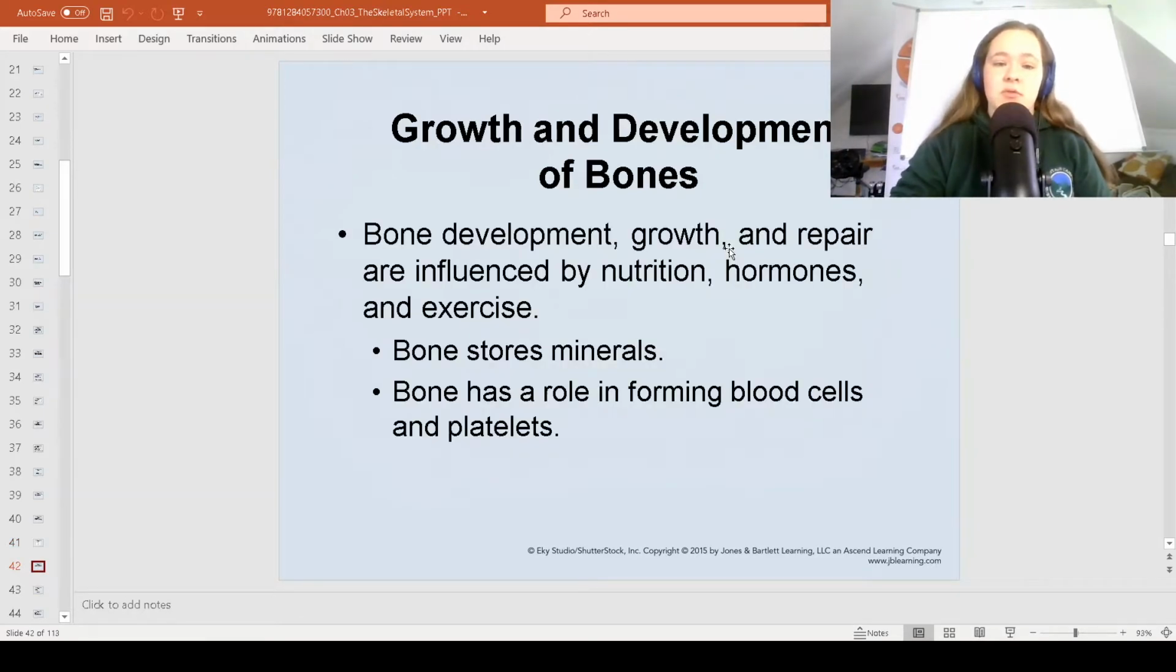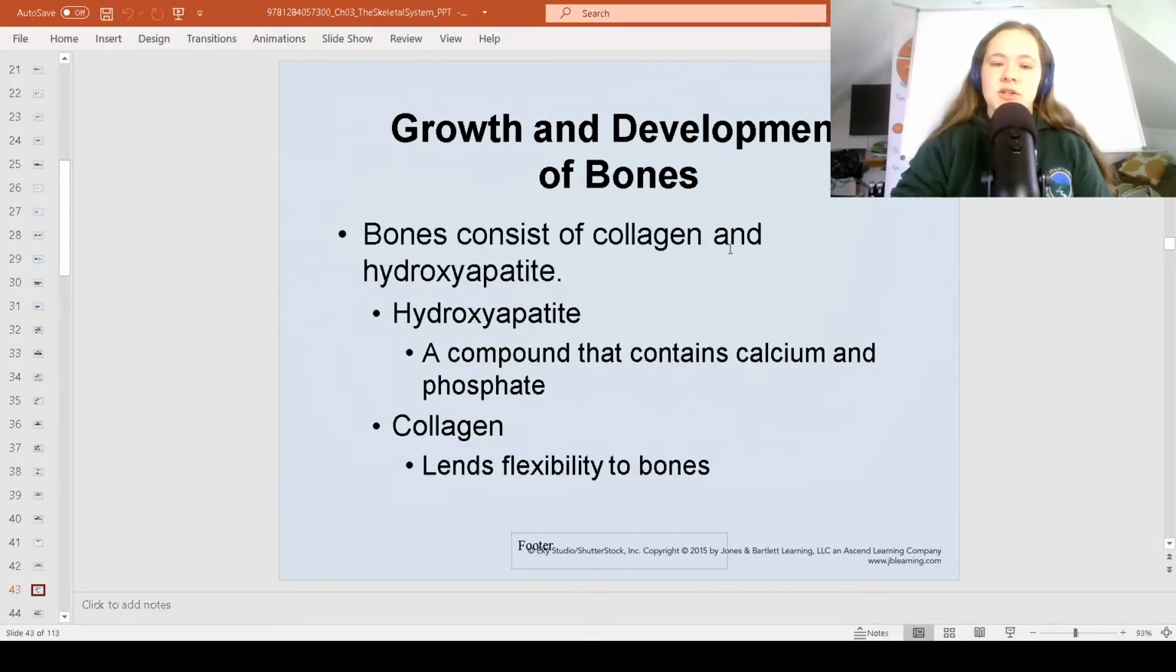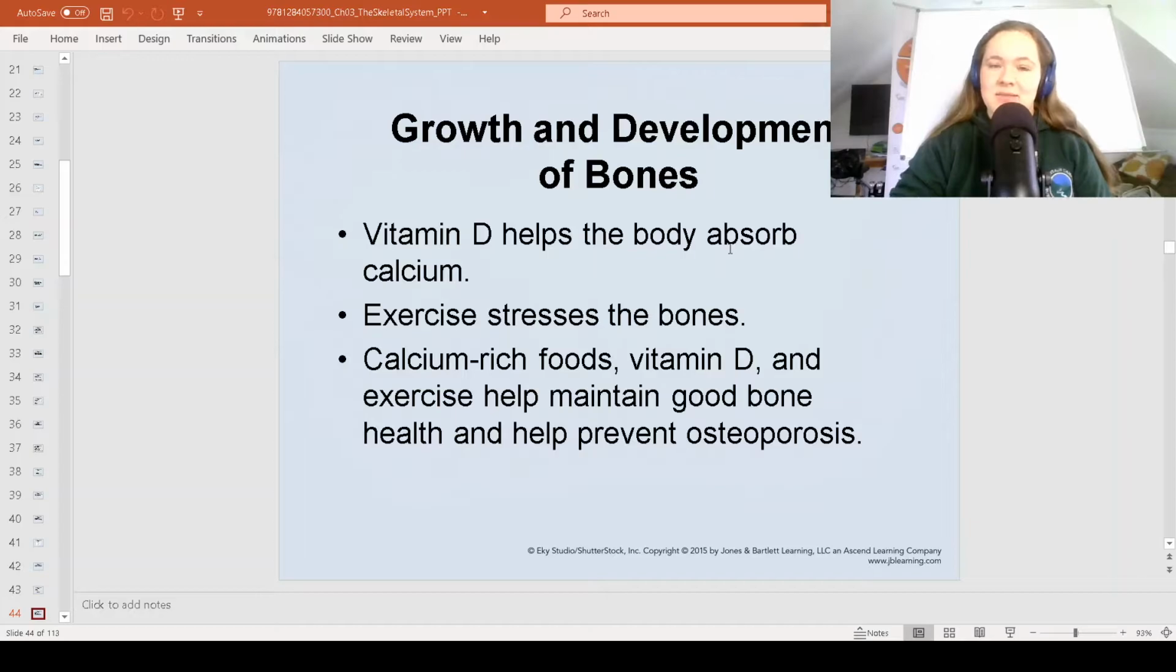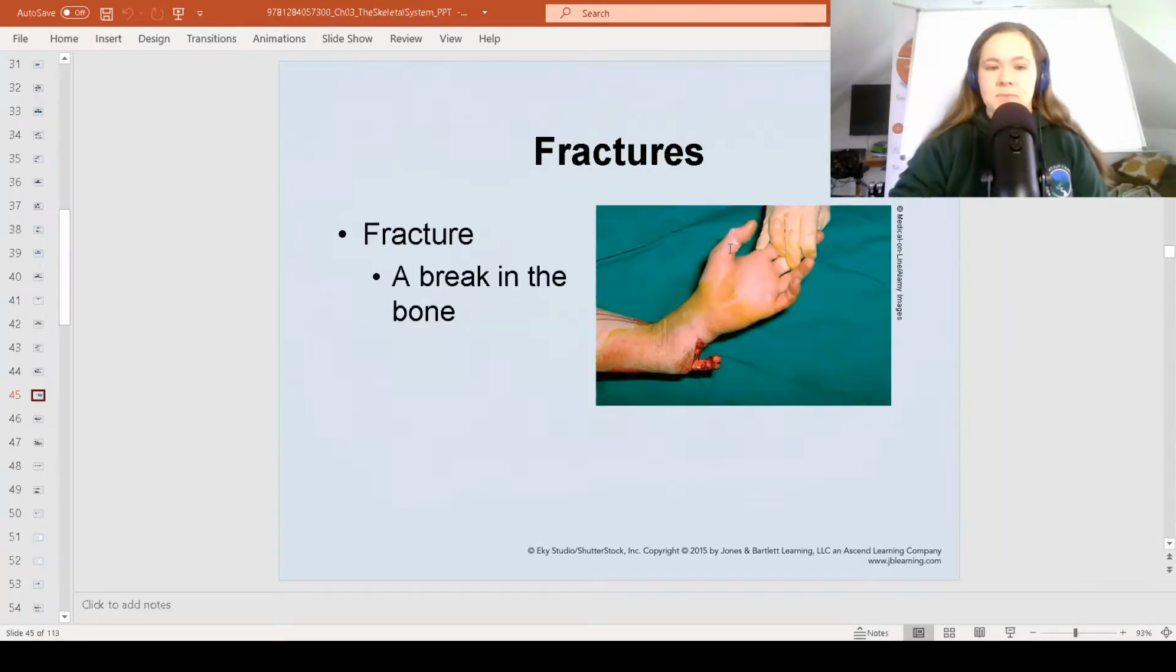Bone development, growth, and repair are influenced by nutrition, hormones, and exercise. Bones store materials, and they have a role in forming blood cells and platelets. Bones consist of collagen and hydroxyapatite. Hydroxyapatite is a compound that contains calcium and phosphate. Collagen lends flexibility to bones, and yes, bones have flexibility. Vitamin D helps the body absorb calcium, and exercise stresses the bones. Calcium-rich foods, vitamin D, and exercise help maintain good bone health and help prevent osteoporosis.